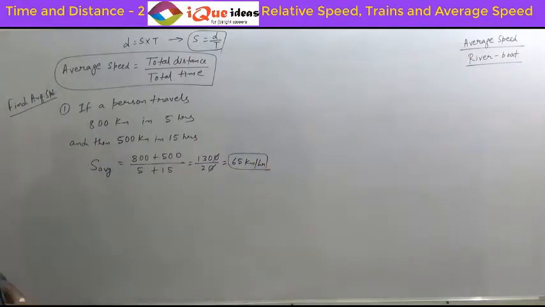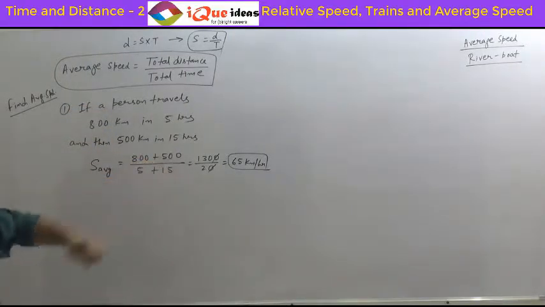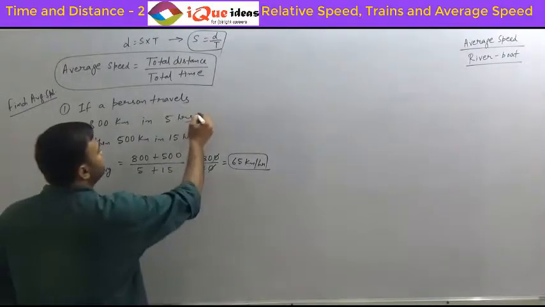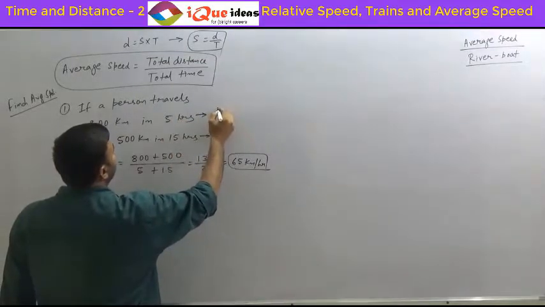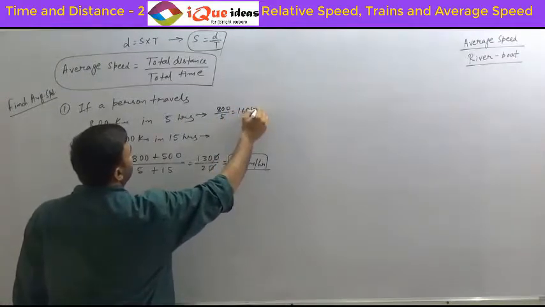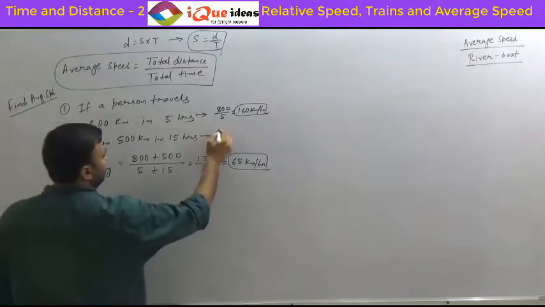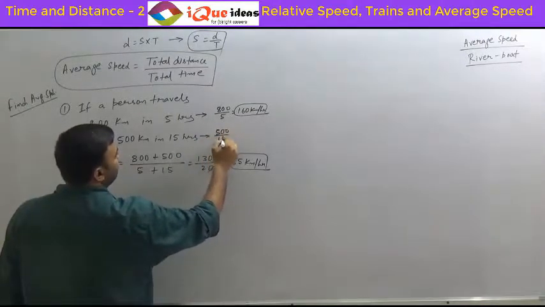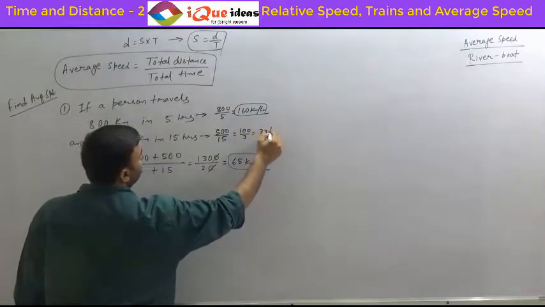Please try to understand that 65 kilometers per hour is the average speed. The person may not have actually travelled at this speed. Right? This is the final average speed. Let's check the speeds in the parts. In the first part, the speed is 800 by 5, which is 160 kilometers per hour. Speed in the second part is 500 by 15, so it is 100 by 3, that is 33 1 by 3 kilometers per hour.